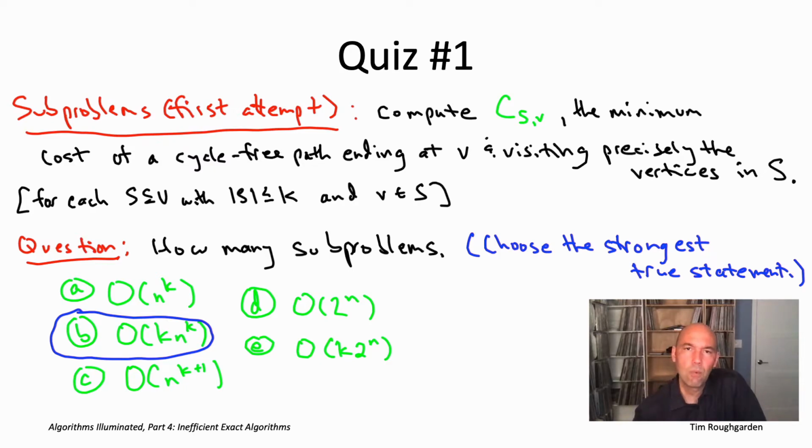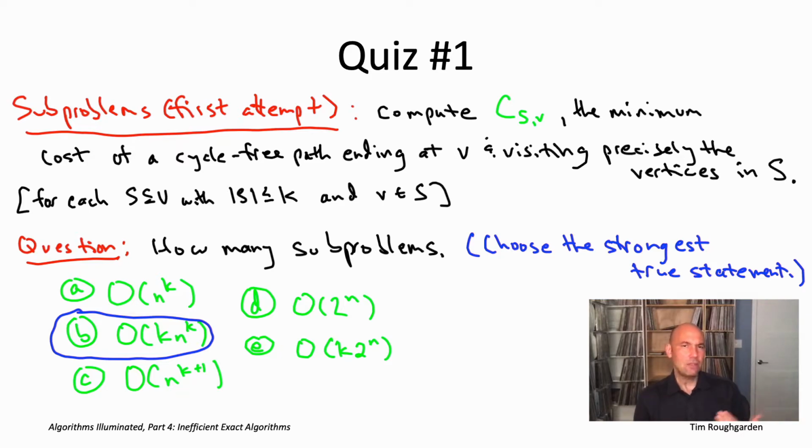It seems like this is a lot like what was happening in the traveling salesman problem. Back then, we had n times 2 to the n subproblems, n for each of the choices of the endpoints, and 2 to the n for each of the choices of the subset. Here we have the same form: k, the different choices for an endpoint, and n to the k, the different choices for a subset with at most k vertices. So that looks pretty good.